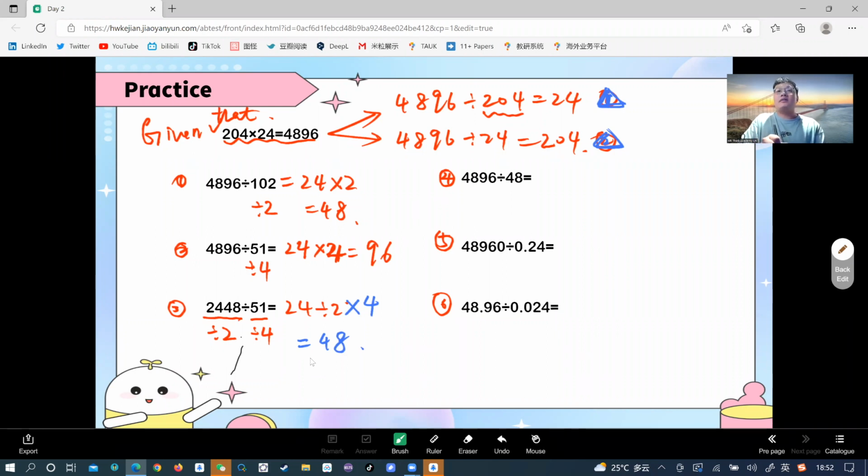Let's see what happened here. As for the divisor, we times that by 2, right? We times 2 to the 24, we get 48. It means the result is going to be times by 2 or divided by 2. So it should be 204 times or divided by 2. You need to do that in the inverse way, right? So it should be divided by 2. So you get 102 here.